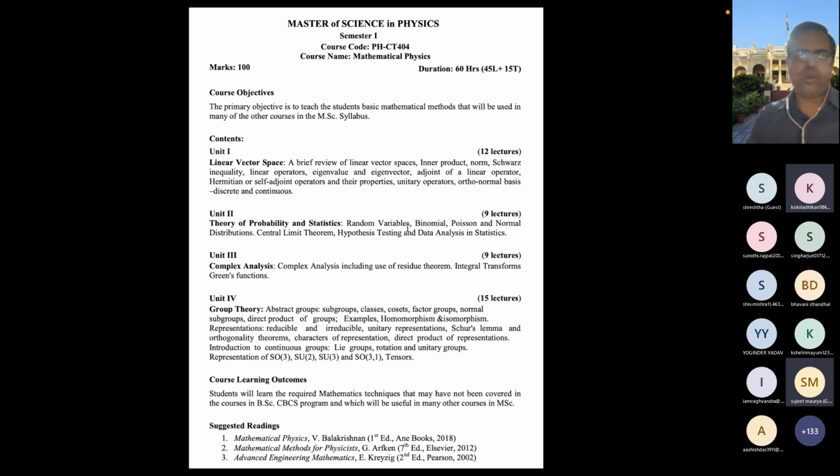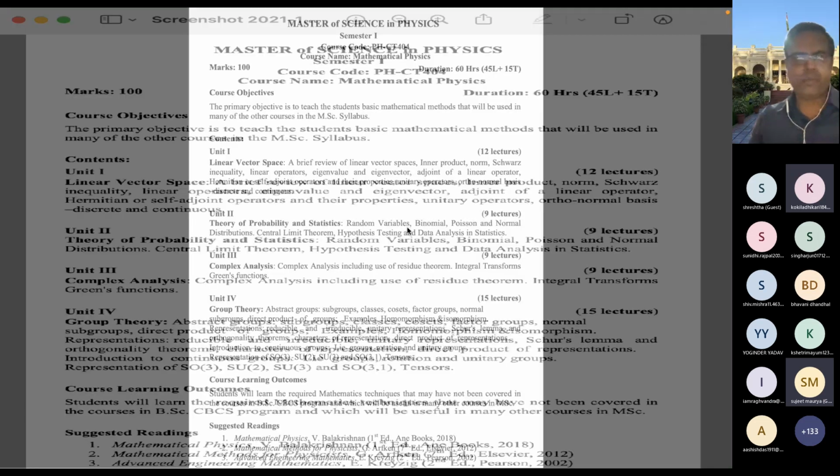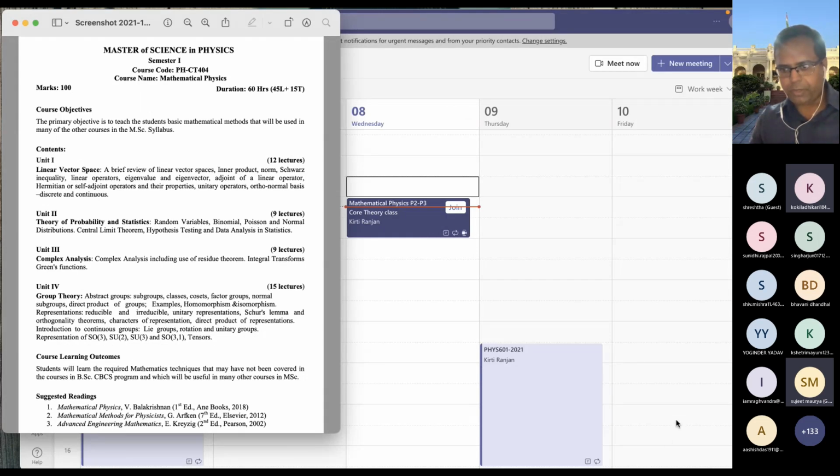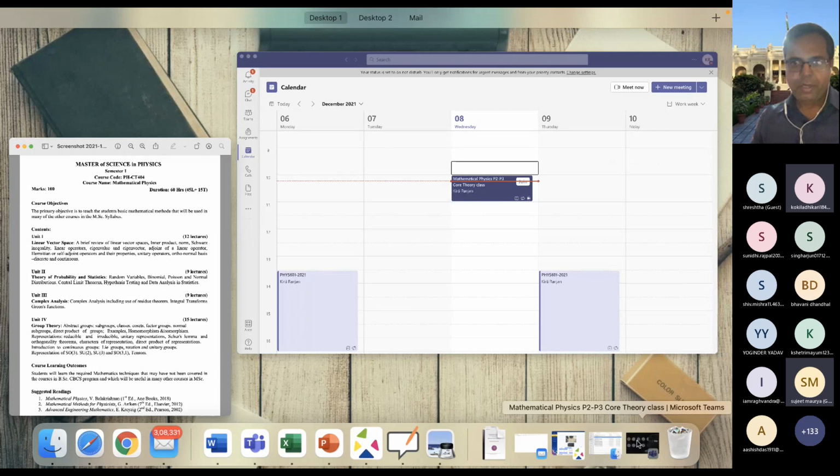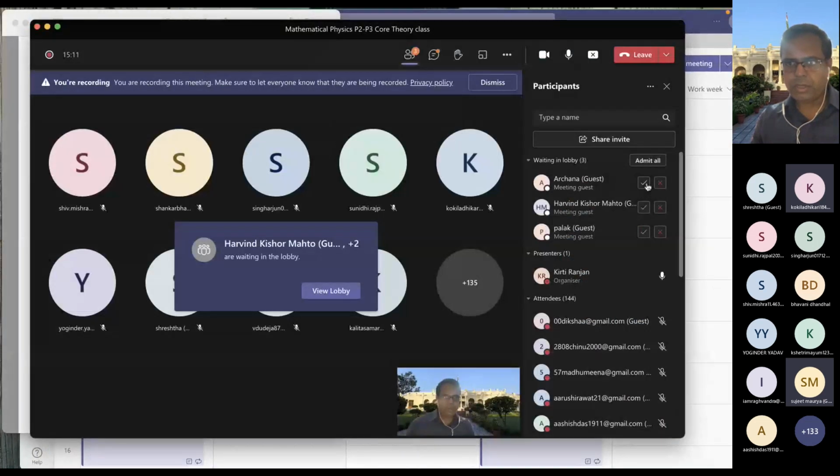Now, the objective of the course is pretty clear. The primary objective of the course, people are waiting in the lobby, and unfortunately, this is something which is bugging me for the time being. So, Archana, I don't think I can do much about it because this person is going and admitting Palak. I'm sorry.